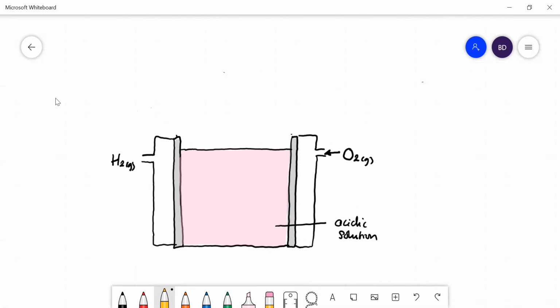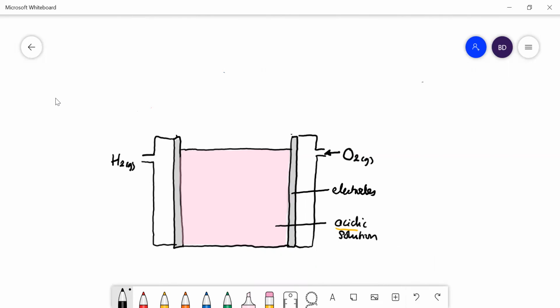Here's the fuel cell, and what you've got here is an acidic solution, and these two things are the electrodes. The electrodes are made out of a porous material. It's got to stop the acidic solution leaking out, but it must let the oxygen gas go through it, and the hydrogen go through it there. And it must conduct electricity, of course, because it is an electrode. All right, let's see what happens then.